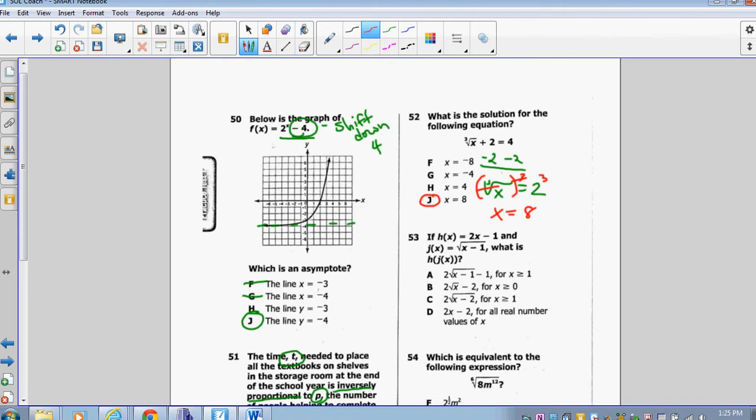So h of j of x, you're going to start with your outer function h, and you're going to substitute the x with j of x right here. So this x is substituted with j of x. So it's 2 times j of x minus 1. And then we're going to actually put the function j of x in. So that would be 2 times the square root of x minus 1. And then another minus 1. And let's see if we find an answer that matches that. It looks like A is exactly the same.